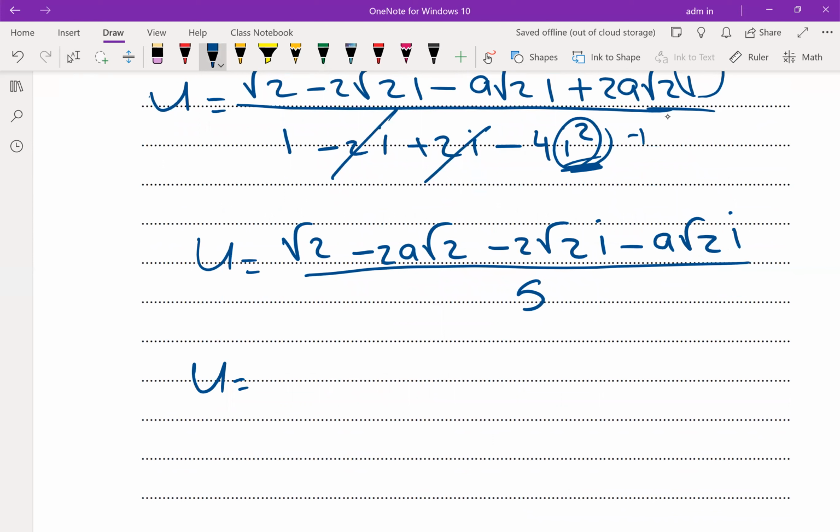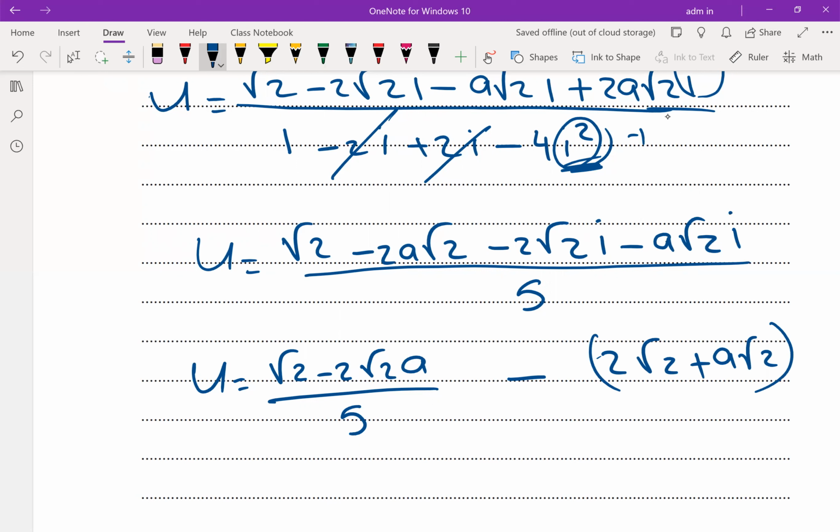How to write it in the form of a plus bi? The first part is root 2 minus 2 root 2 a, all divided by 5. Then you can write minus, after taking negative out, (2 root 2 plus a root 2), all multiplied by i, divided by 5. This is your answer simplified. He asked you to write your answer in the form of a plus bi.